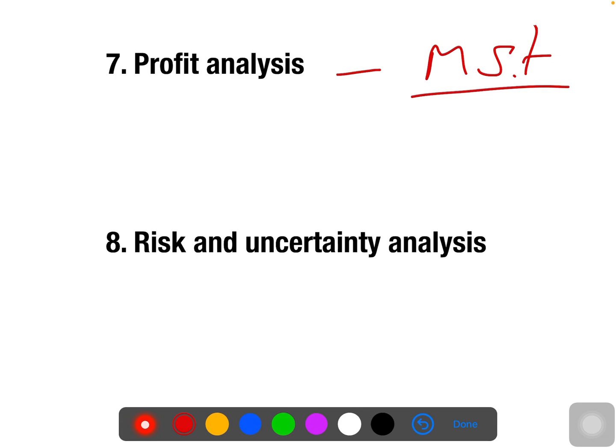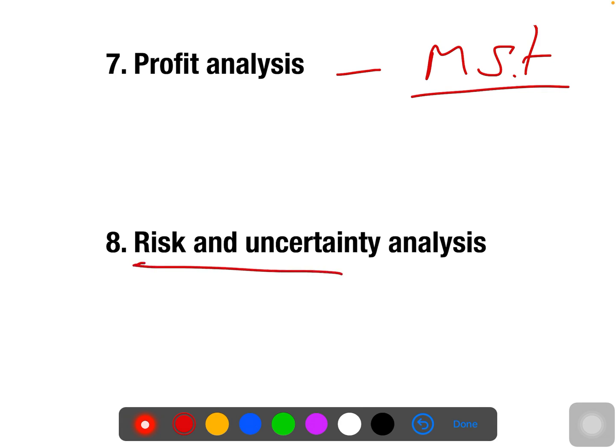And profit is completely uncertain. You cannot make a guess, like this year you're going to get 100 rupees, next year you're going to get 200 rupees. It is completely unpredictable and uncertain. So even that can be planned properly with the help of a perfect profit analysis and perfect profit policies.